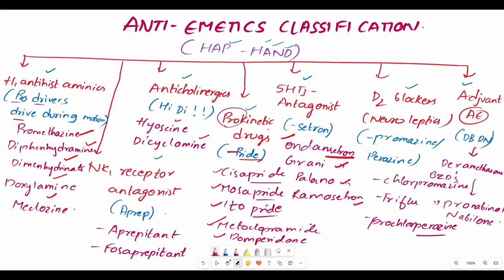So coming to A, which is adjuvant antiemetic drugs. DBDN is the trick, where D means it is dexamethasone, B means it is benzodiazepines, D means it is dronabinol, and N means it is nabilone. Coming to the next one, which is N, that is NK1 receptor antagonist. Remember the trick as A-PrEP, where one drug is aprepitant and the other one is fosaprepitant. Coming back to the last class, that is D2 blockers, which is also called neuroleptics. These drugs will be ending with the term promazine or perazine. So the examples are chlorpromazine, triflupromazine, and prochlorperazine.